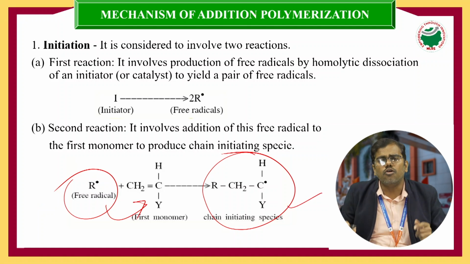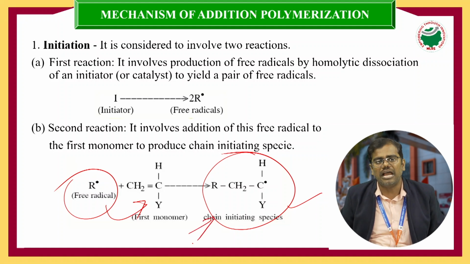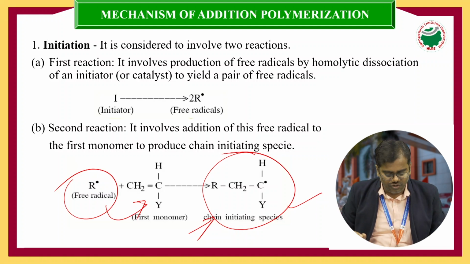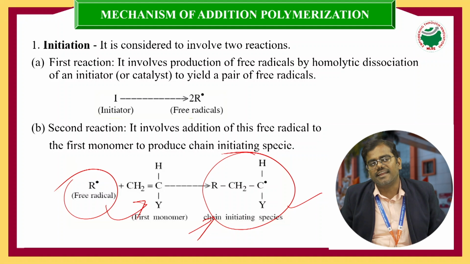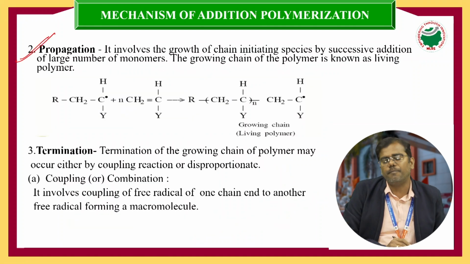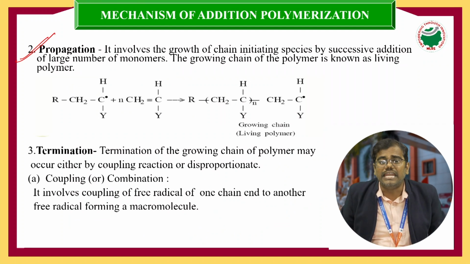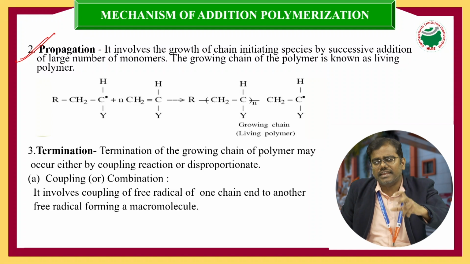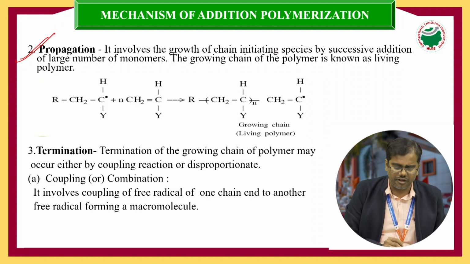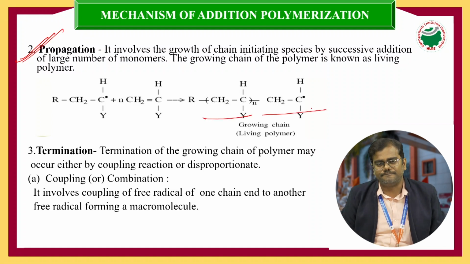Again, if you add one more mole of monomer to this chain initiating species, what will happen? Automatically the chain will be growing. This step we call the propagation step. What is the meaning of propagation? The development of the chain. Step by step, the chain will grow. That's why this step is called propagation, and the chain keeps growing.